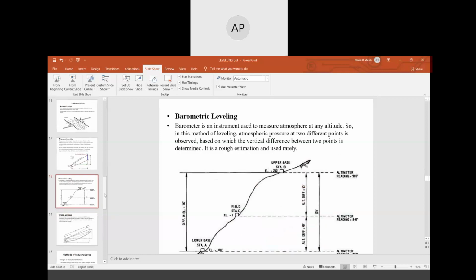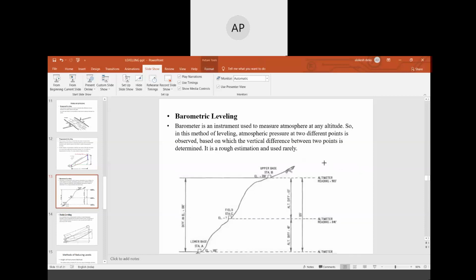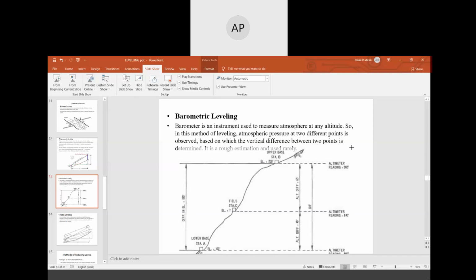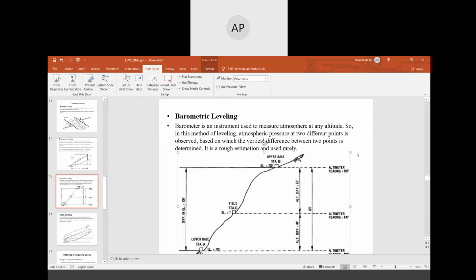Next is your barometric leveling. A barometer is an instrument used to measure atmospheric pressure at any altitude. In this method of leveling, atmospheric pressure at two different points is observed, based on which the vertical distance between the two points is determined. It is a rough estimation and used rarely. That means these are not used commonly.